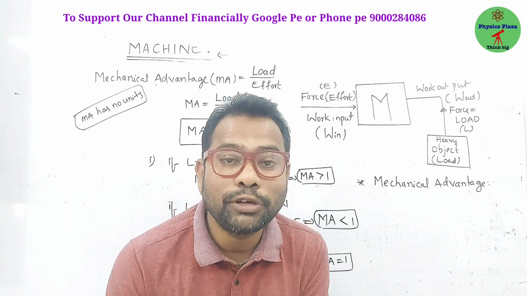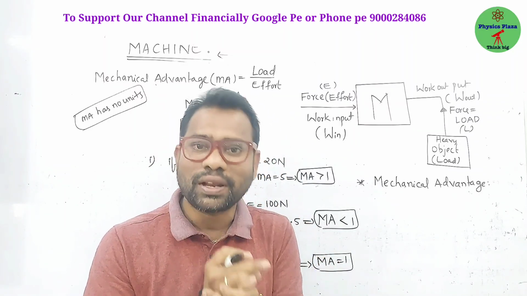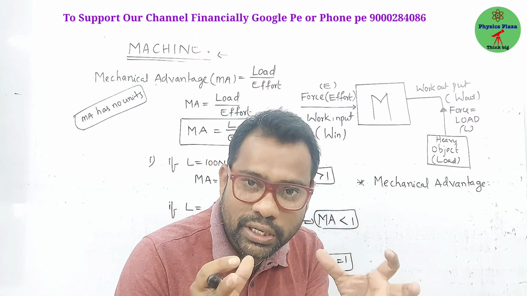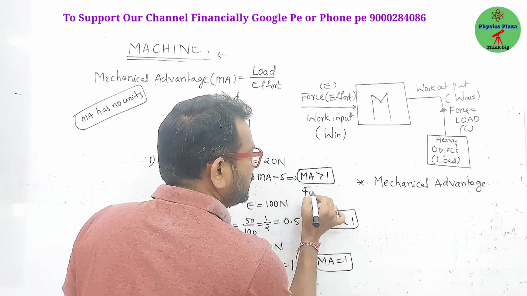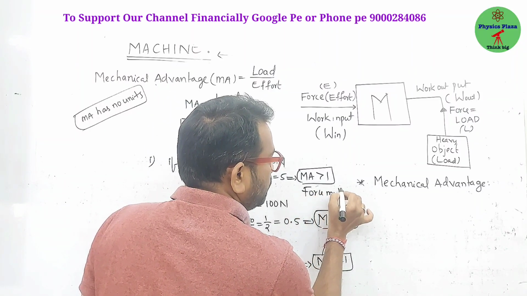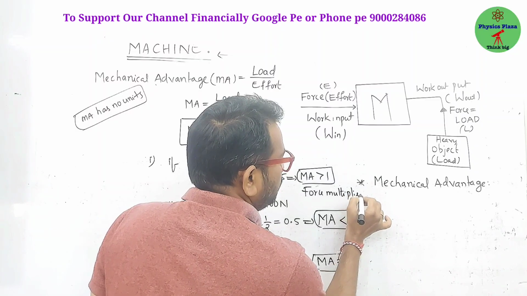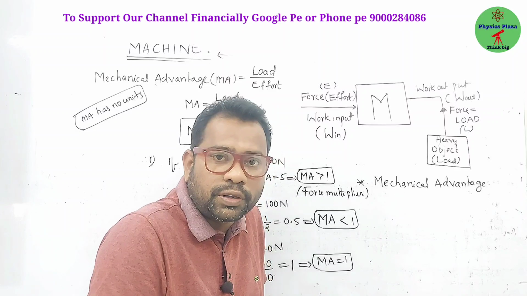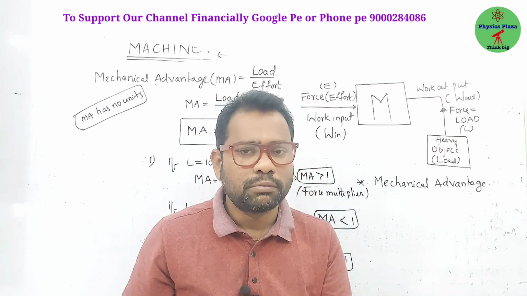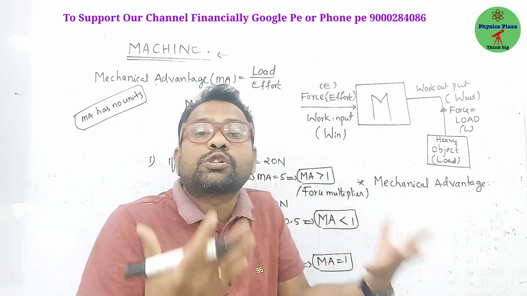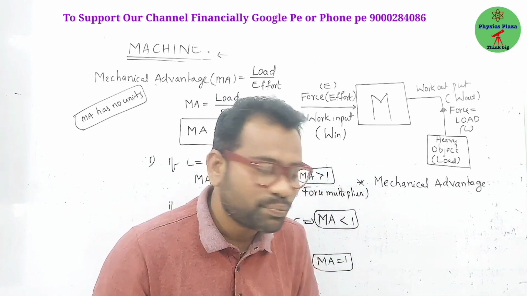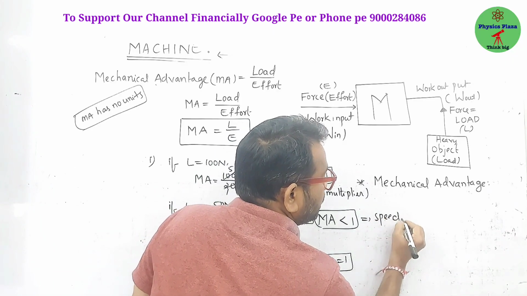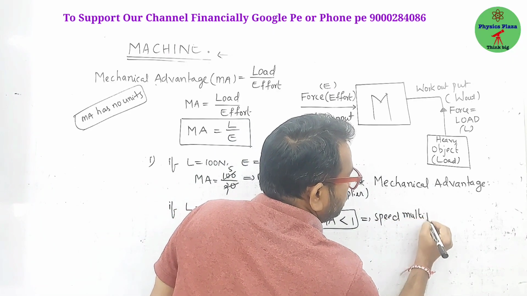Children, such a wonderful conclusion. If the mechanical advantage is greater than 1, that particular machine acts as a force multiplier. As I told you, in the wheelbarrow case, we apply less effort only, but it is multiplied so many times. So a machine with mechanical advantage greater than 1 is a force multiplier; it increases the force. A machine with mechanical advantage less than 1 acts like a speed multiplier.